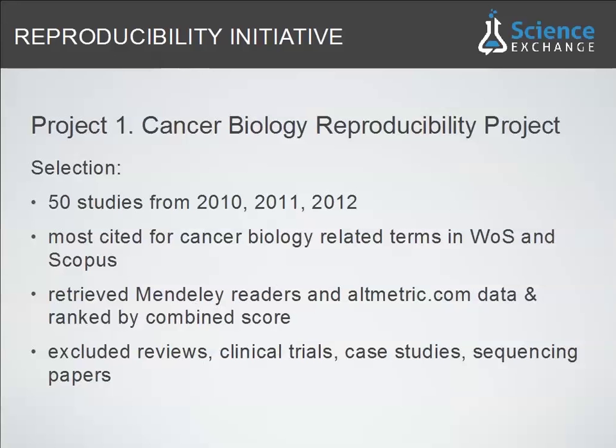Studies were selected from 2010, 2011, and 2012 based on the number of citations for cancer biology search terms in Web of Science and Scopus. We also examined leading indicators of impact like Mendeley readers and altmetric.com data. We then excluded reviews, clinical trials, case studies, and sequencing papers to select 50 studies that had the biggest impact on cancer biology to be replicated by this project.